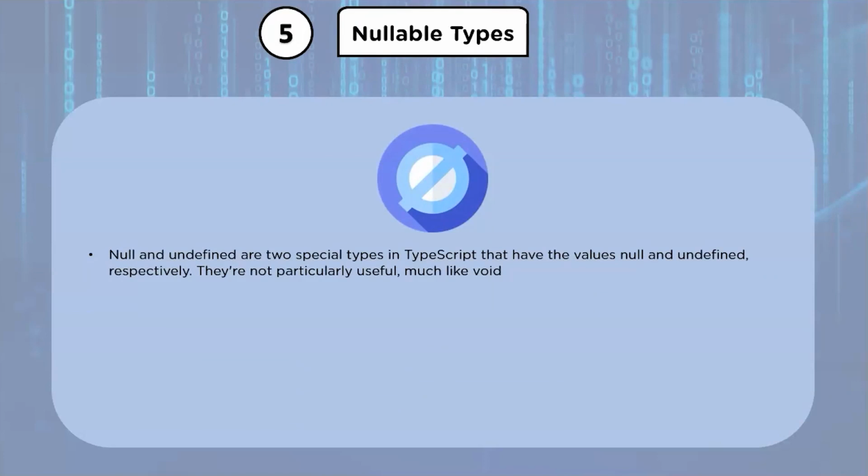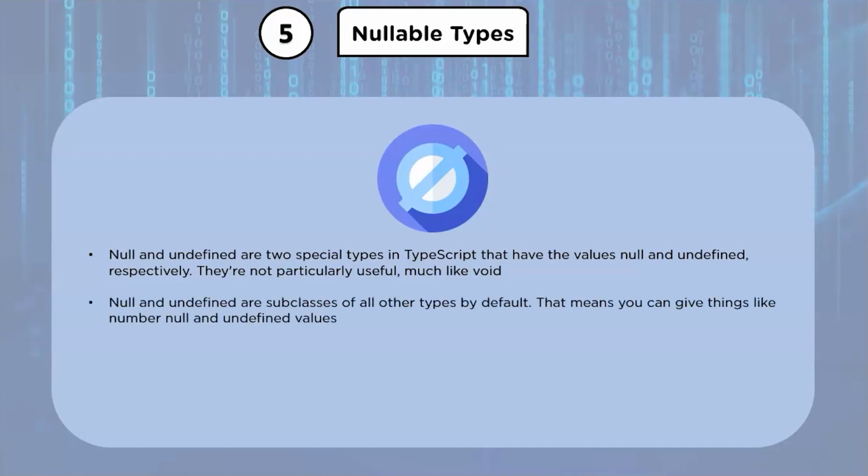Null and undefined are two special types in TypeScript that have the values null and undefined respectively. They are not particularly useful, much like void. Null and undefined are subtypes of all other types by default. That means you can give things like number, null, and undefined values.